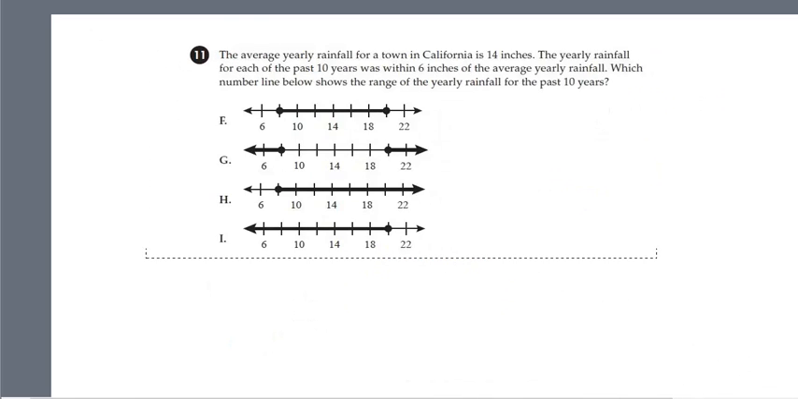Okay, so this problem says the average yearly rainfall for a town is 14 inches. The yearly rainfall for the past 10 years was within 6 inches of the yearly average rainfall. Which number line shows the range of the yearly rainfall for the past 10 years?